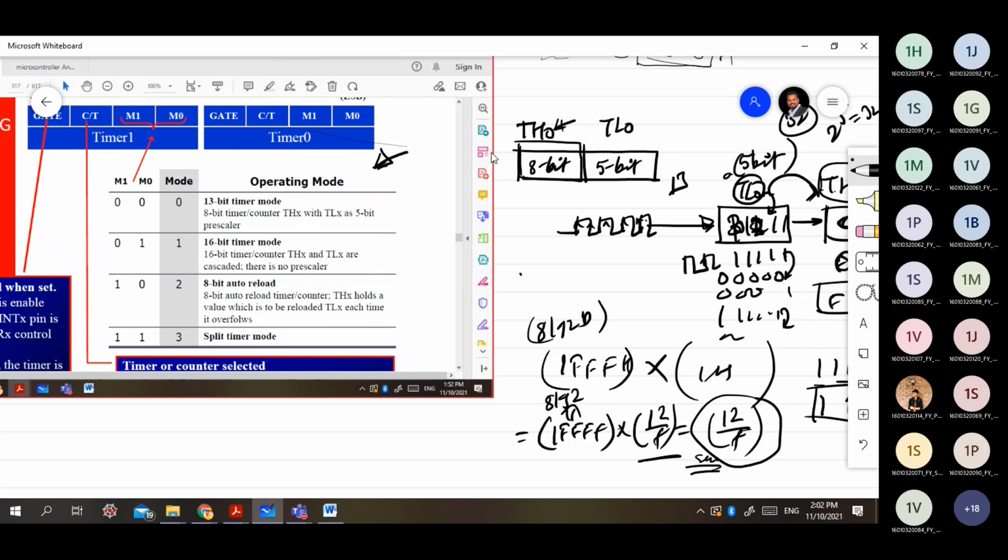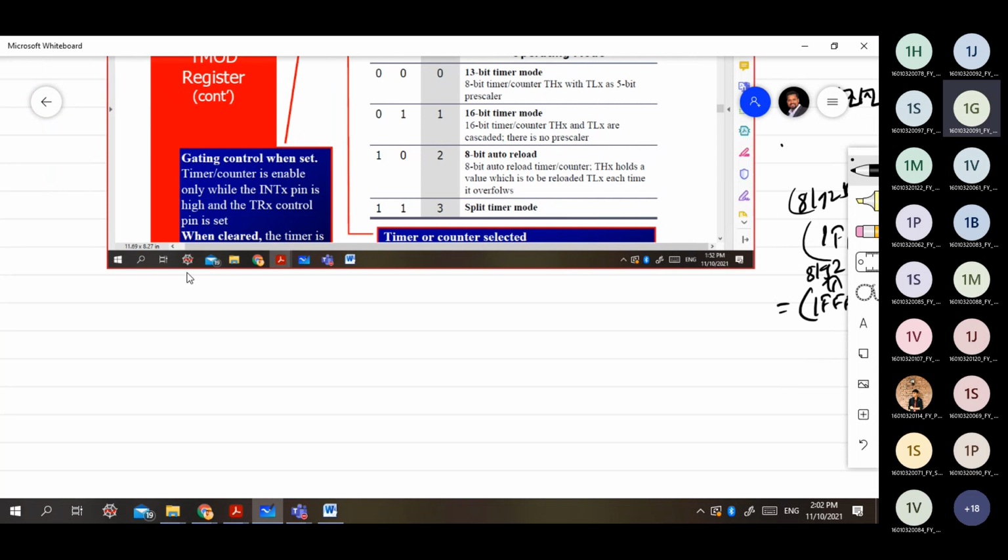It's simple. In mode 0 what we have done is for 13 bit, so we used TH का 8 bit and TL का 5 bit. But if I say mode 1, both will be of entire 8 bit. 16 bit is available to me. So both will be of 8 bit. समझा? So I can use TH का भी 8 bit और TL का भी 8 bit.